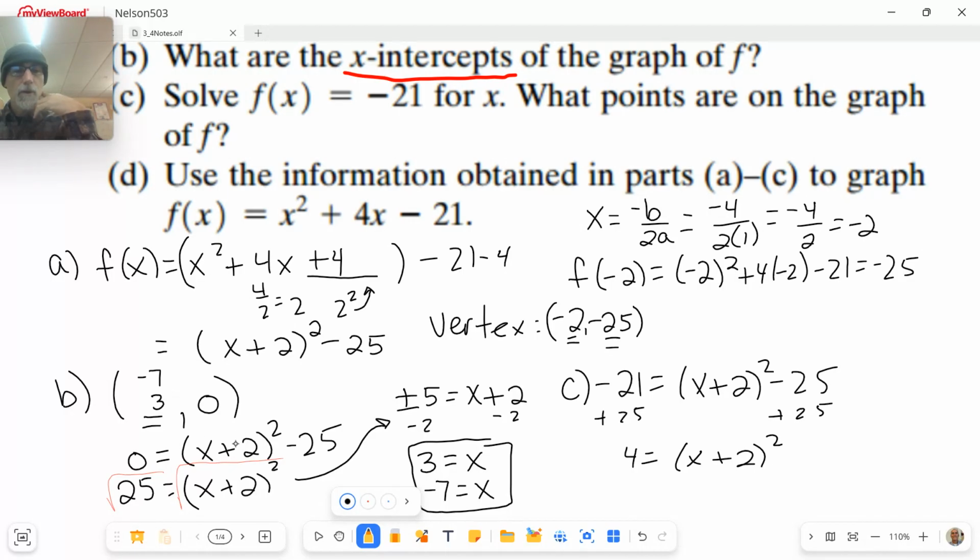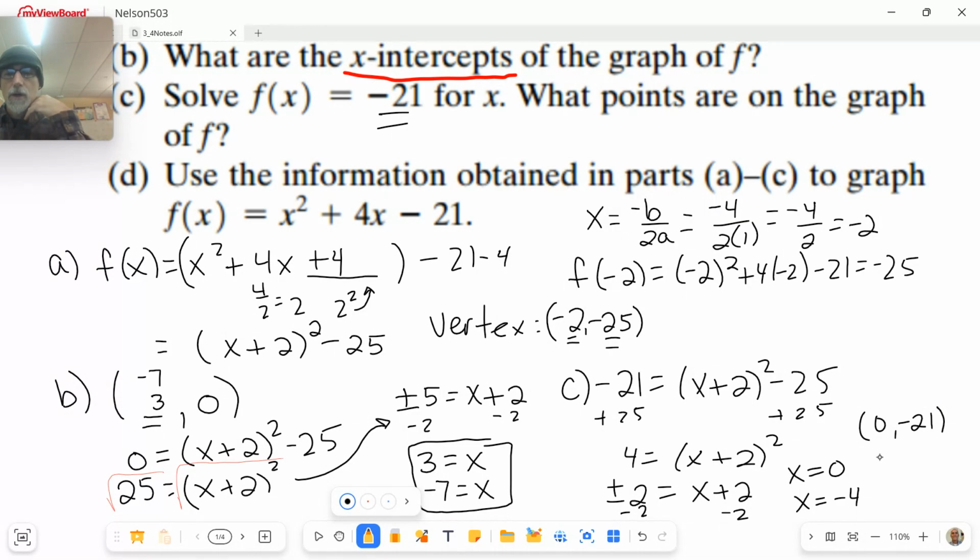Now remember how we took the square root of both sides and I got a plus or minus 5? Well, right here when I take the square root of both sides, I'm going to get a plus or minus 2. If I subtract 2 from both sides, subtracting 2 from positive 2, I get x = 0. If I subtract 2 from negative 2, I get x = -4. See, there are two x values that would have a y value of -21. So maybe we want to write the ordered pairs to make it really look like we know what we're doing. Boy, I hope I'm making that clear on part C.